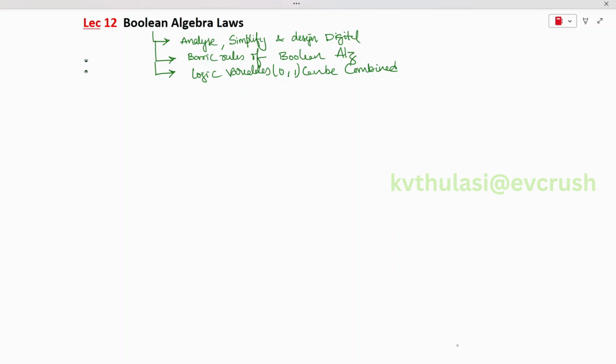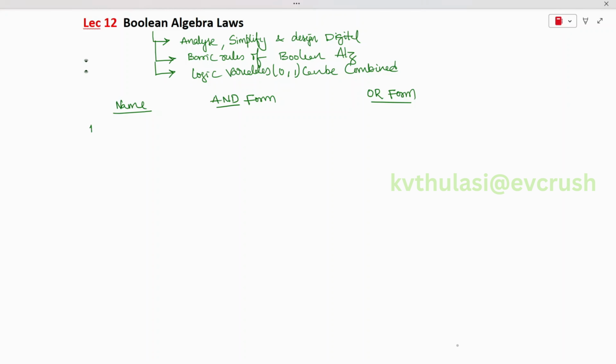Okay, let's discuss the name of each law, followed by how I can write it in AND form and how we can write it in OR form also. Let us discuss one by one.